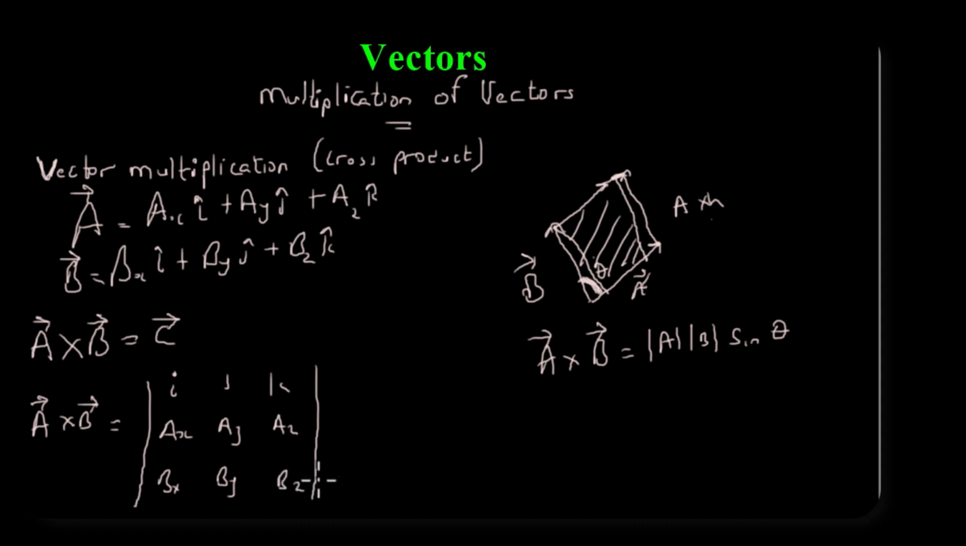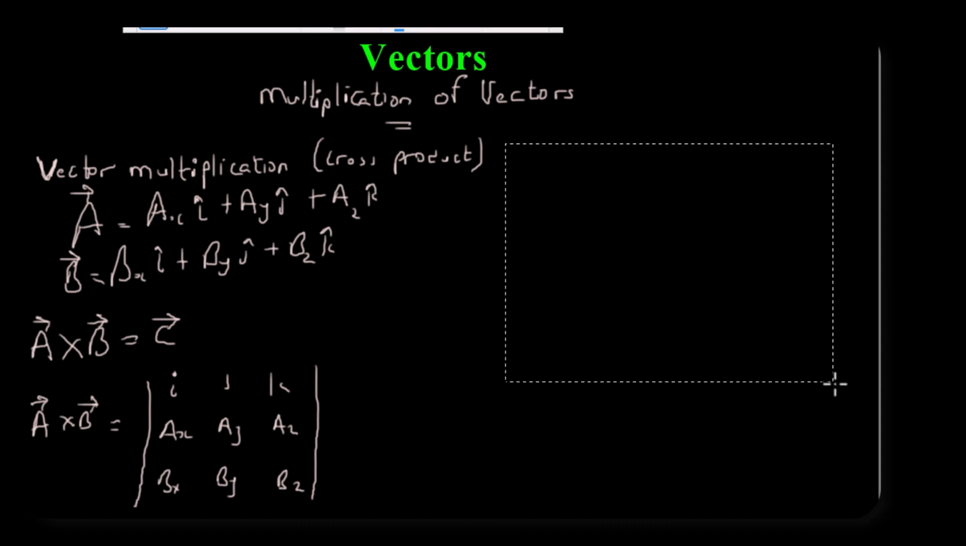So what we do to find I, J, and K, remember, if A has AXI, AYJ, AZK, and B has BXI, BYJ, BZK, then definitely C must have the I, J, and the K part. Now, how do we find I, J, and K? So let me clear this part of the screen, and then we can write that here.